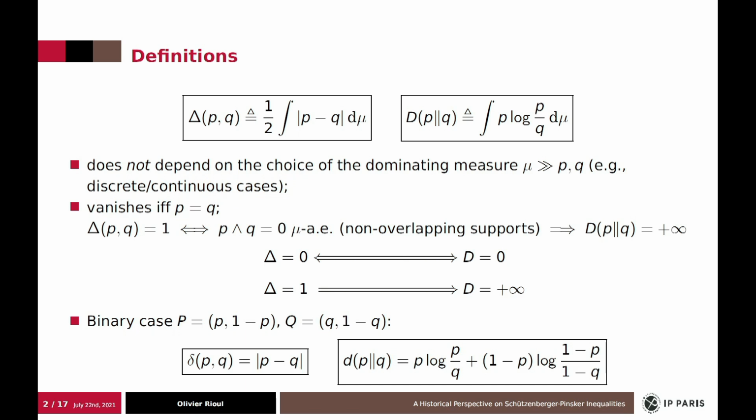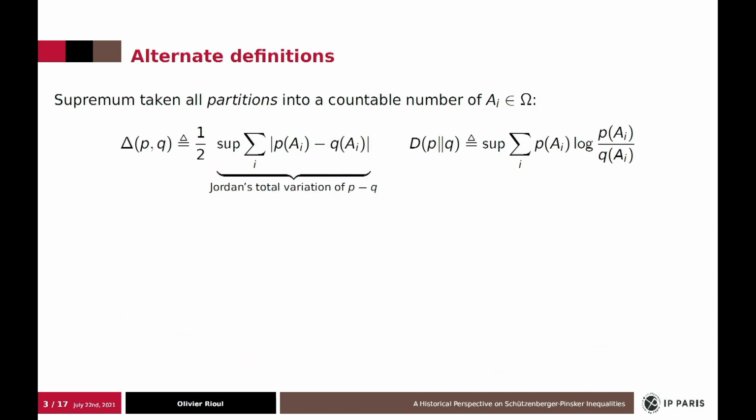In a binary case, you have some simpler expressions. For Bernoulli distributions, delta is just the difference between the two parameters. There are also some alternate definitions which are really interesting. When you consider a supremum taken over all possible partitions over the entire space, you can define delta as what is classically known in mathematics as the total variation of the signed measure P minus Q. And similarly, divergence can also be expressed as a similar expression here.